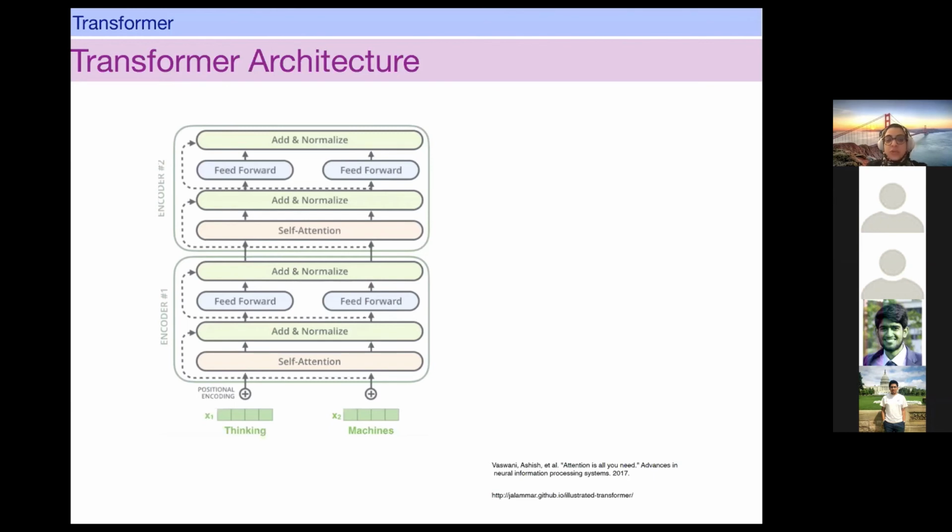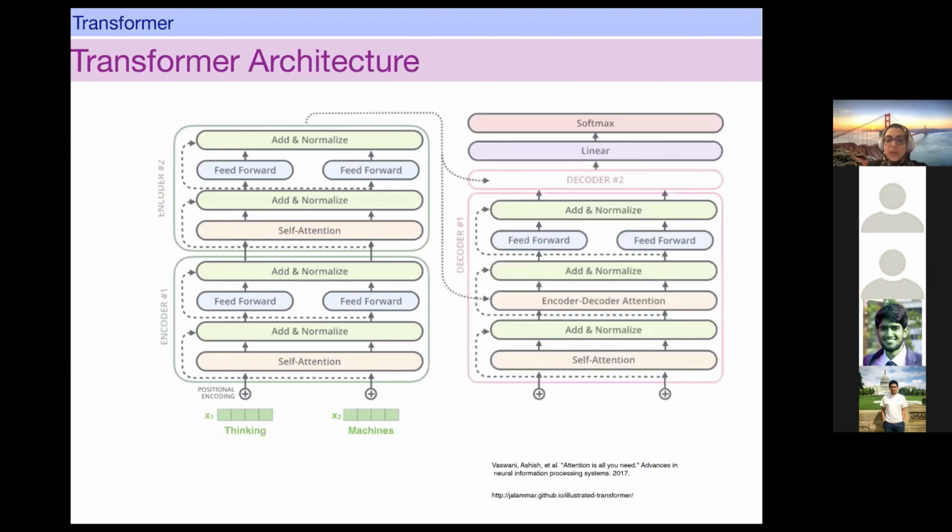Okay, so this is for the encoder. What happens in the decoder? So the decoder looks exactly like the encoder, except that we have this encoder-decoder attention in addition to the self-attention. So what do you guys think this encoder-decoder attention does? And how is it related to what we talked about previously? Any suggestions?